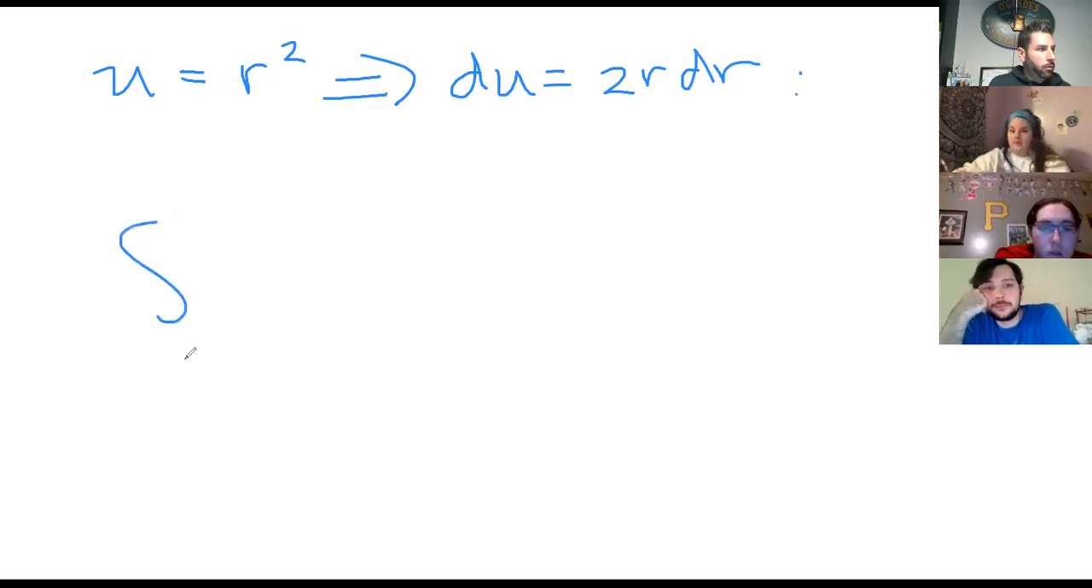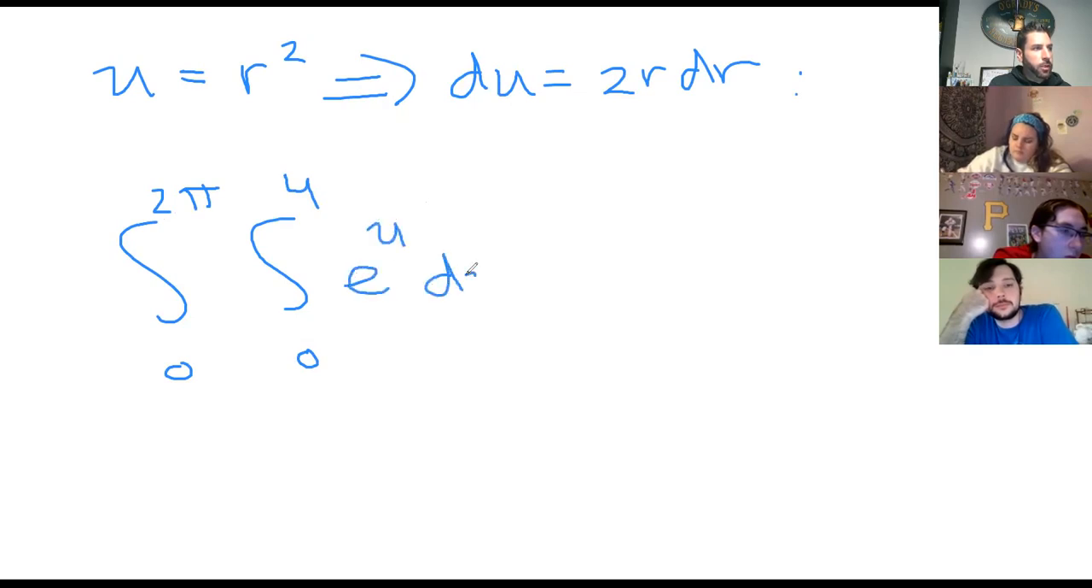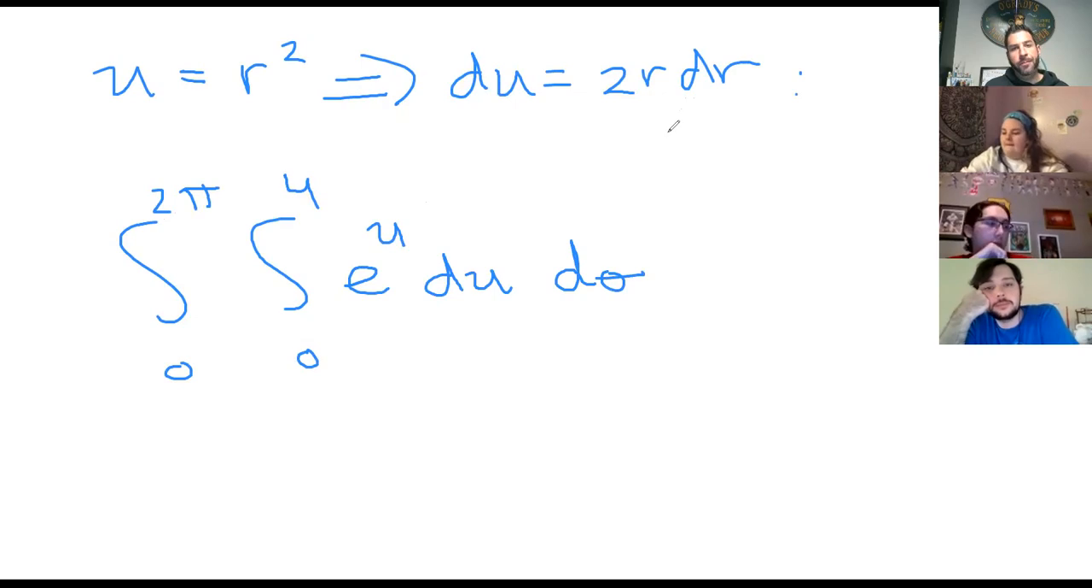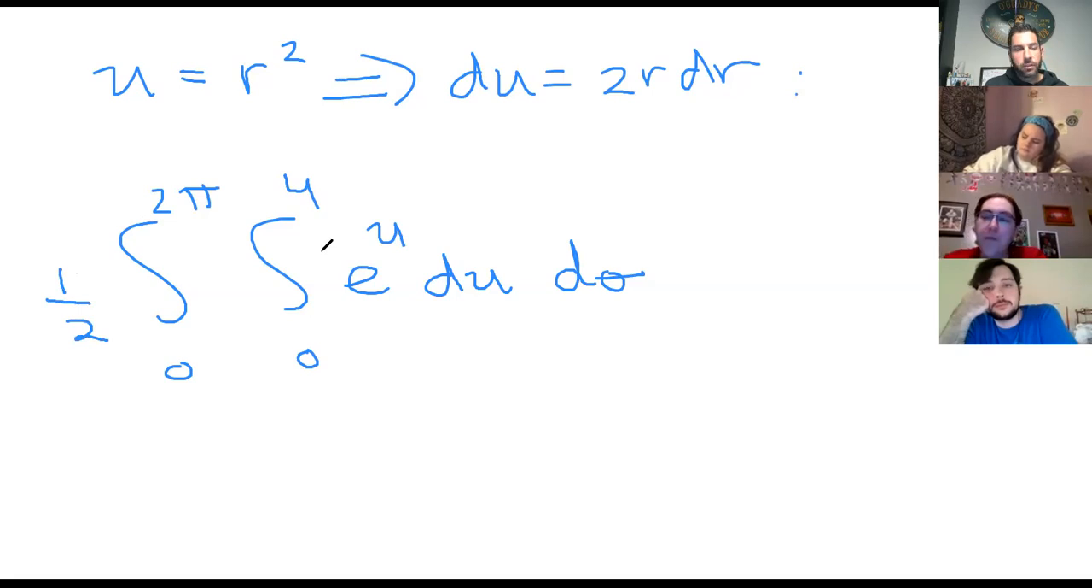The integral in theta doesn't change. It's 0 to 2 pi. Now my bounds are going to change for r. They're going to go from 0 to 4. And this becomes e to the u du d theta. You're going to have to work on that yourself to convince yourself, but the 2r dr is replaced by du. So we're missing one thing, which is out front. We're going to have this extra factor of a half. So what you need to do is convince yourself that the previous page does in fact reduce to this integral.